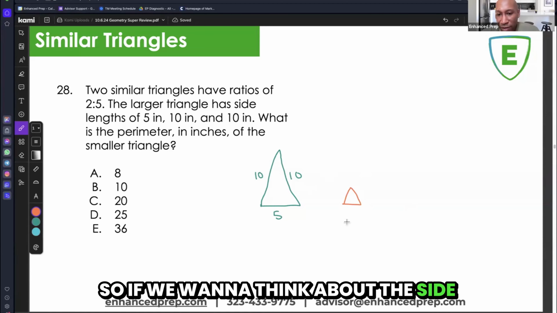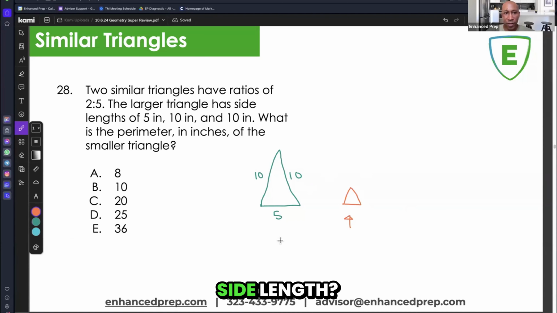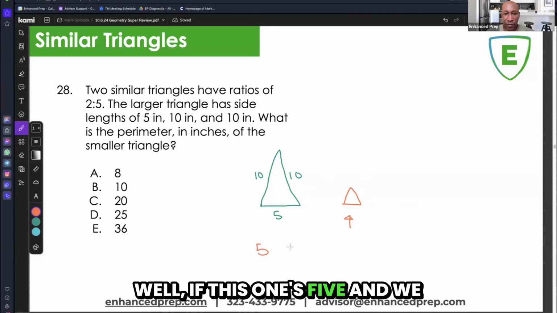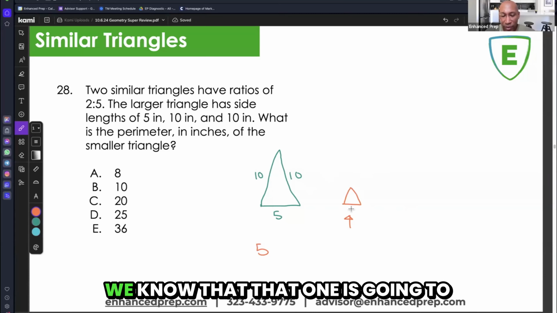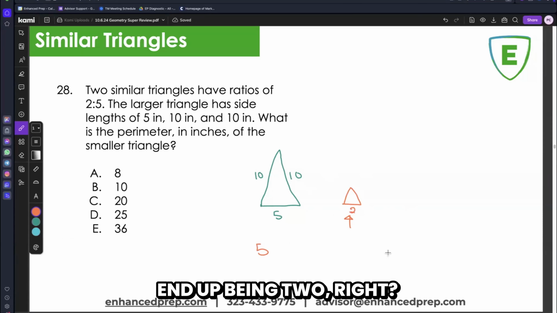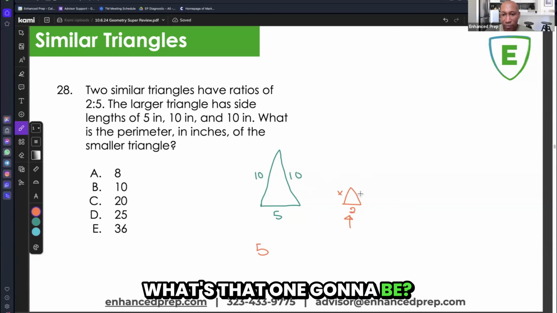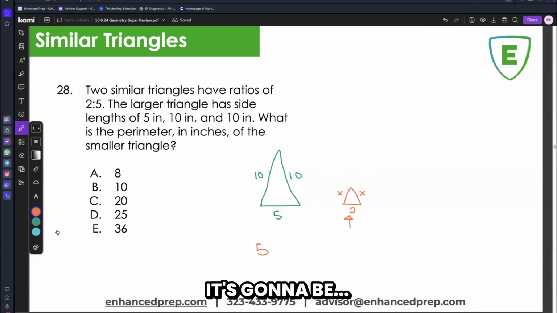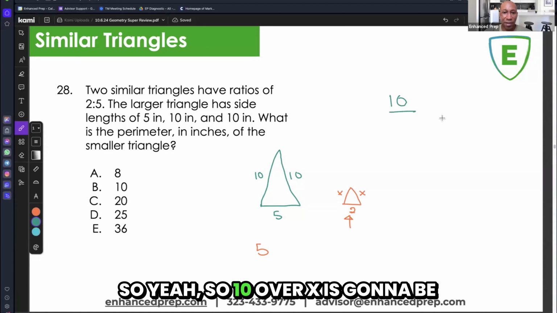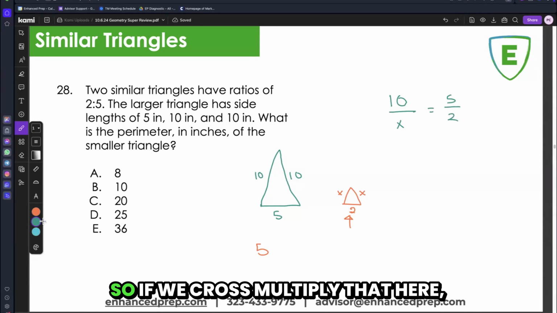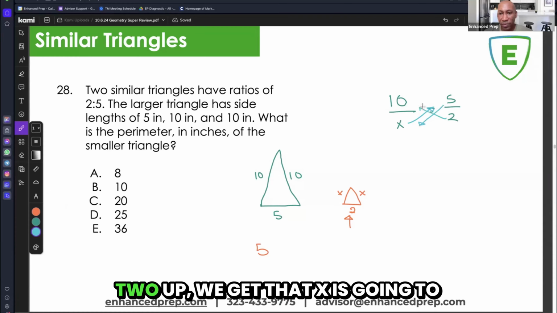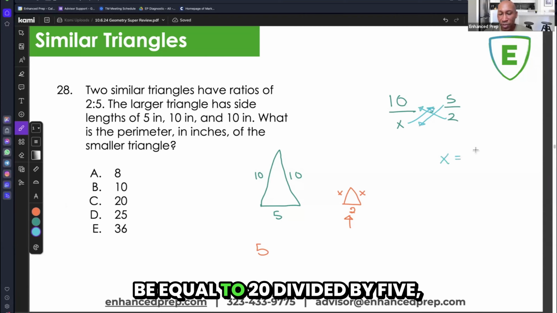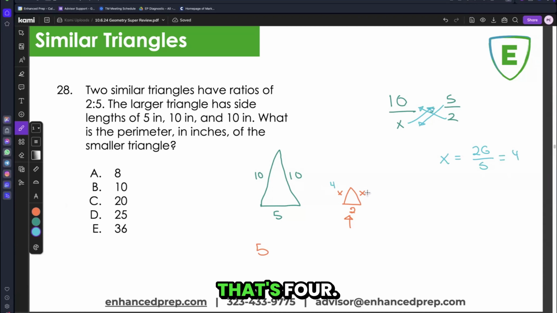So if we want to think about the side length of this one, well, if this one's 5 and we know that there's 2/5, then that one is going to end up being 2, right? And then what about this side? What's that one going to be? We can think about it. So 10 over x is going to be equal to 5 over 2. If we cross multiply, bring that 5 down, bring that 2 up, we get that x is going to be equal to 20 divided by 5, which is going to be 4. That's 4. And that's 4.